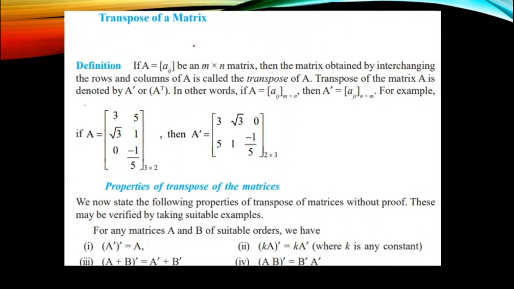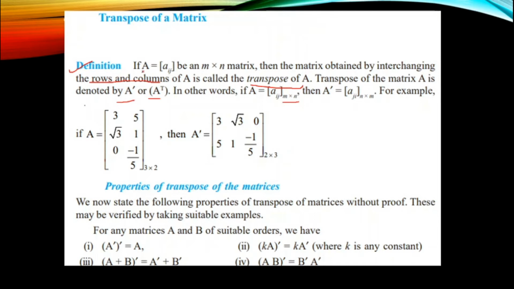Next, we move on to transpose of a matrix. First, we'll go for the definition. If A equal to Aij be an m by n matrix, then the matrix obtained by interchanging rows and columns of A is called transpose of A. The transpose of matrix A is denoted by A dash or AT. In other words, if A equal to Aij m by n, then A dash equal to Aji n by m.